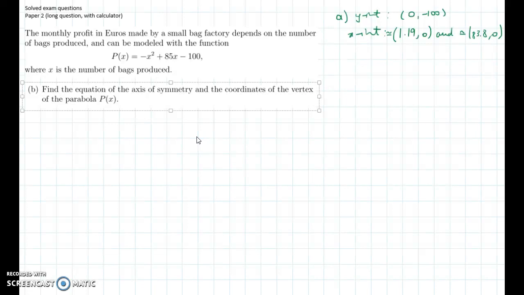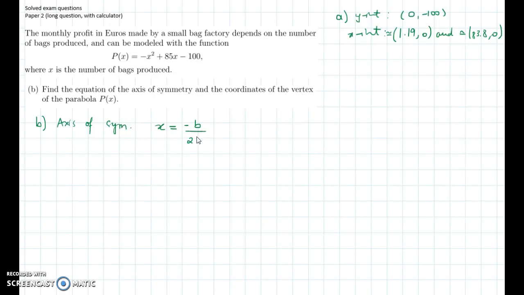We want to find the equation of the axis of symmetry and the coordinates of the vertex of the parabola. So let me write B here. We want to write axis of symmetry. Well, that's going to be an equation. It's going to be x equals something because this is a vertical line. And actually, you can check in your formula booklet. This is given by minus b over 2a.